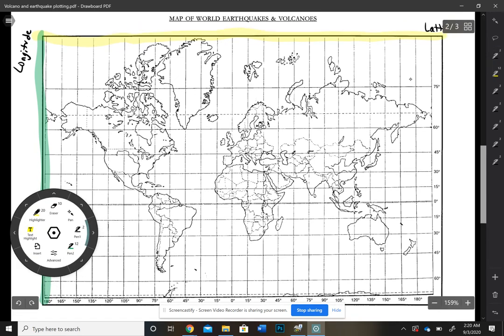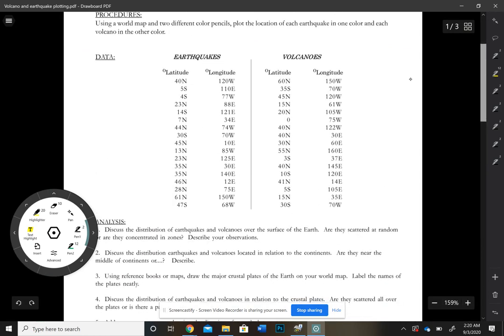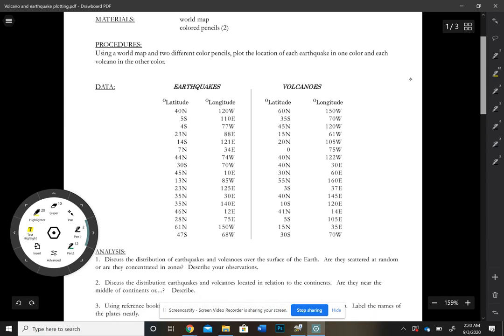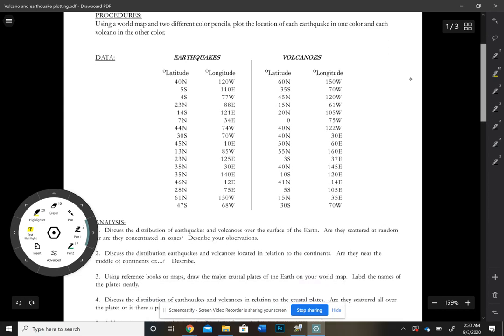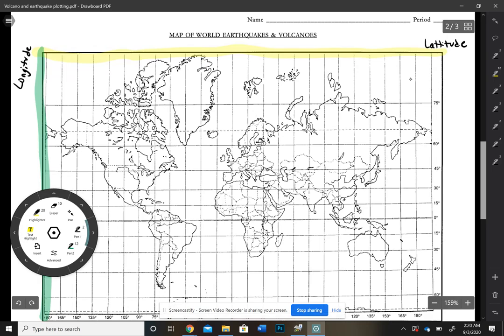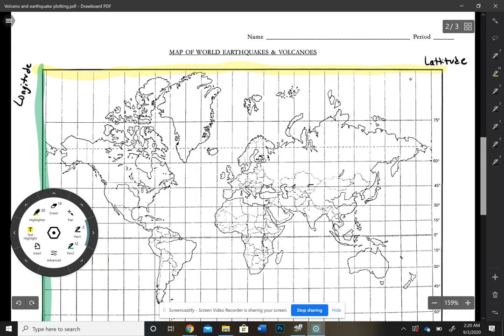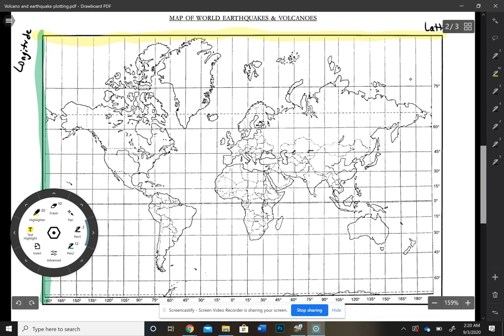Okay, next step. Now I'm expecting you guys to have the coordinates out in front of you because it would be difficult to have both on the screen at the same time and be able to still see. So I have the plots in my hand, and I hope you do too.